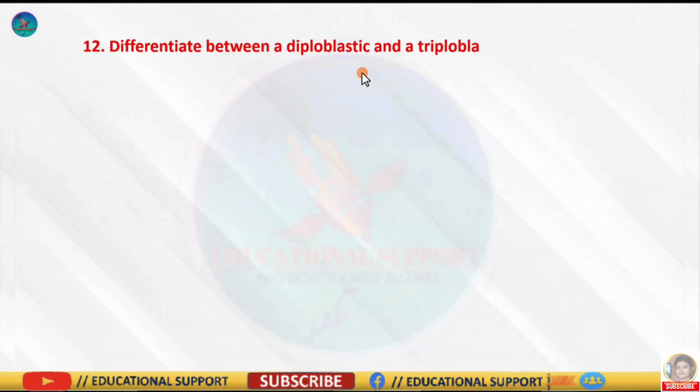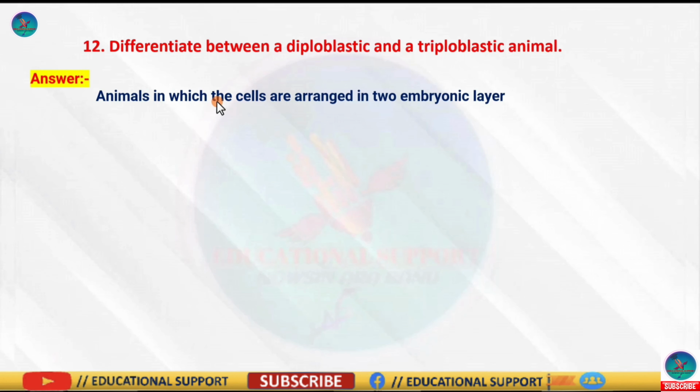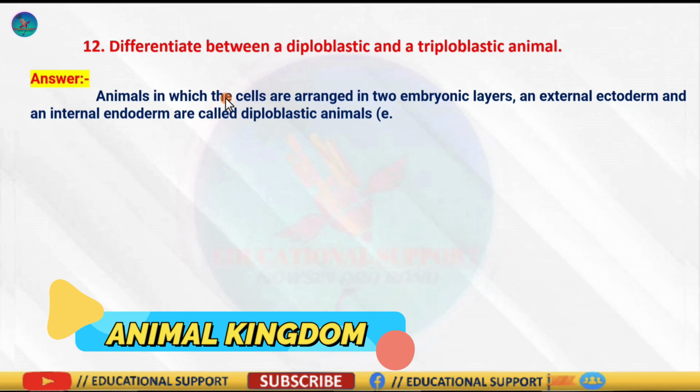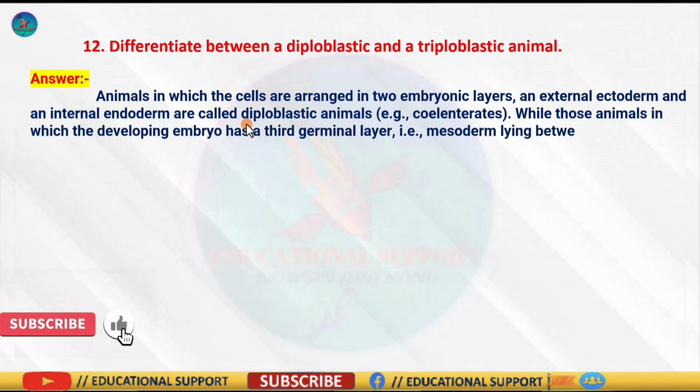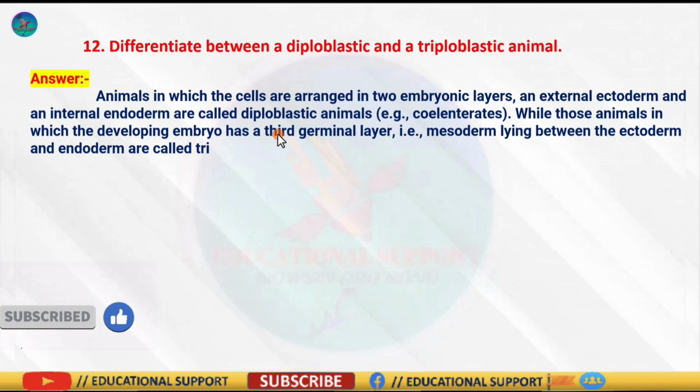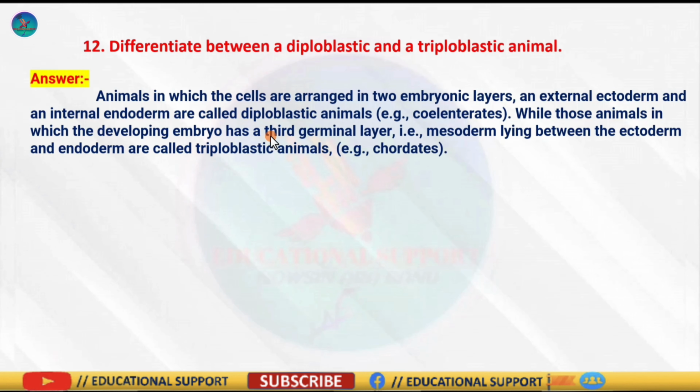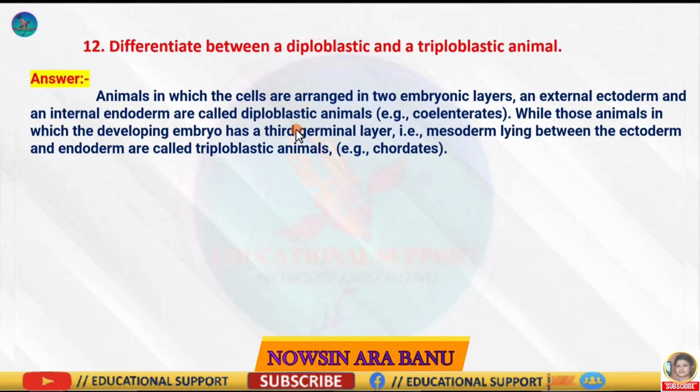Question number 12 is, differentiate between a diploblastic and a triploblastic animal. Diploblastic means the body wall consists of two major tissue layers, the outer layer that is ectoderm and the inner layer that is endoderm. For example, jellyfish, sea anemones, corals, etc. But triploblastic means body walls consist of three major tissue layers. You know that. So they are ectoderm, endoderm, and in between them is present the mesoderm. Mesoderm basically helps to develop true organs. For example, all higher animals from flatworms to humans.